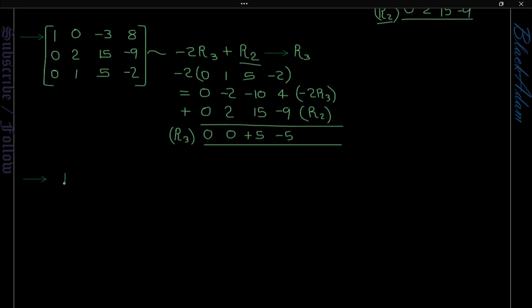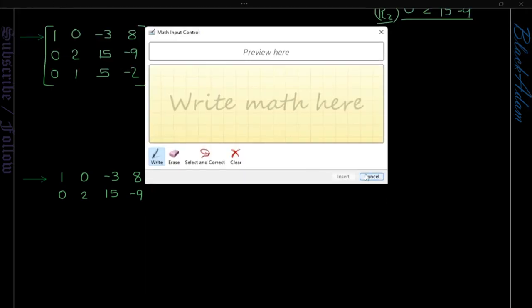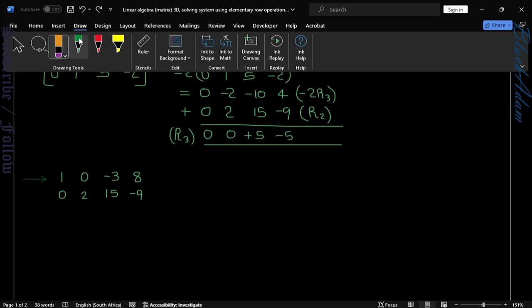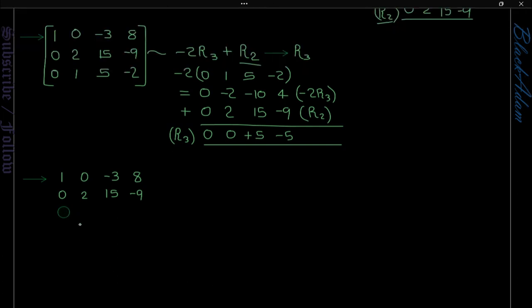So row 1 we write it as it is, which is 1 0 negative 3 8, and then we have 0, we have 2, we have 15, we have negative 9. So row 3 will change to 0 0 positive 5 and negative 5. So we have 0 there, we have 0, we have positive 5, negative 5. So that is it, the simplified part.